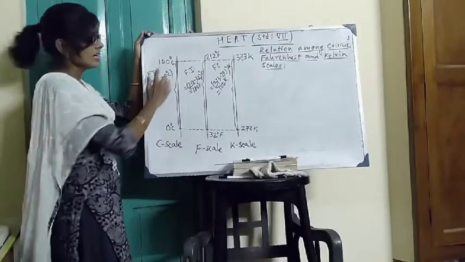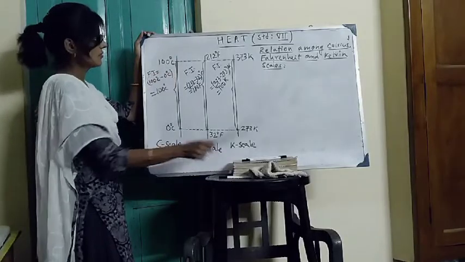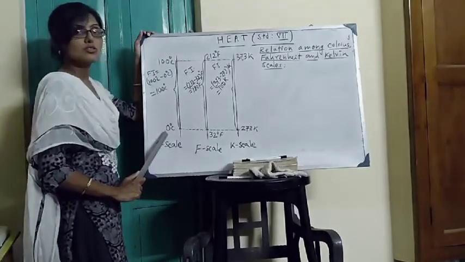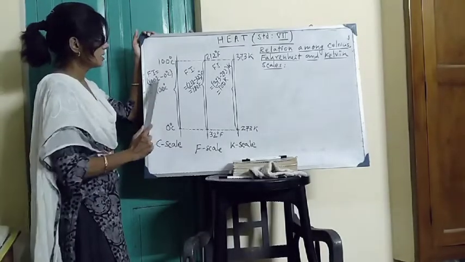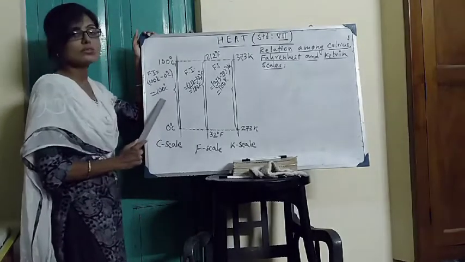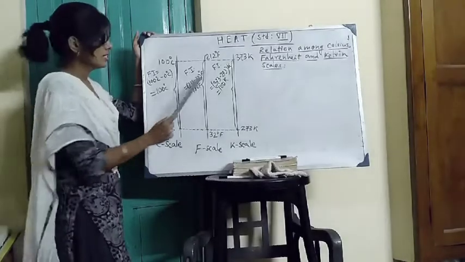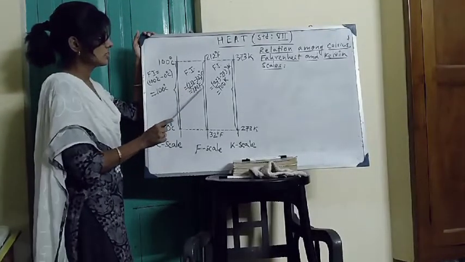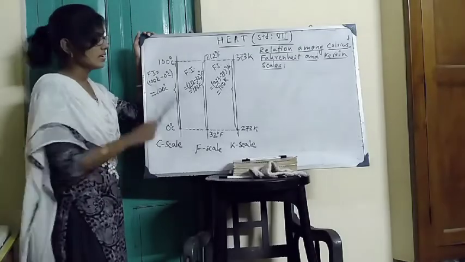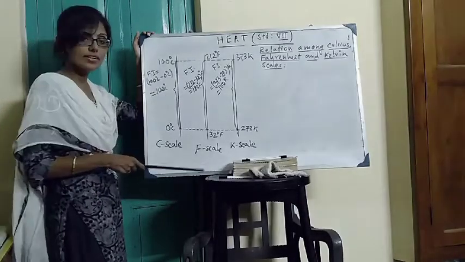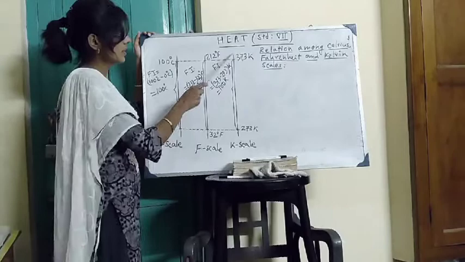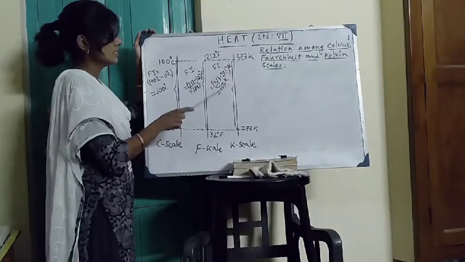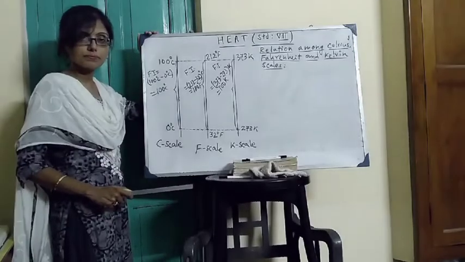For Celsius scale, 100 degree Celsius upper fixed point, 0 degree centigrade lower fixed point. So fundamental interval 100 degree minus 0 degree Celsius is equal to 100 degree Celsius. Clear? For Fahrenheit scale, 212 minus 32 is equal to 180 degree Fahrenheit, fundamental interval of Fahrenheit scale. And for Kelvin scale, the fundamental interval is 373 minus 273 is equal to 100 K.